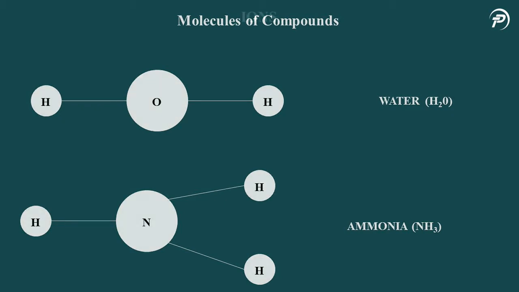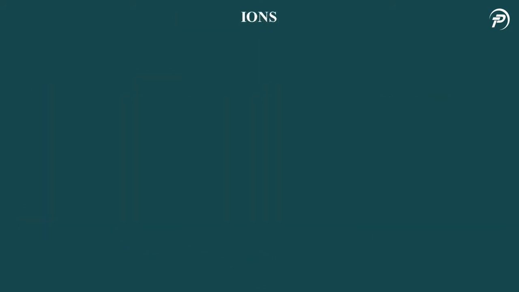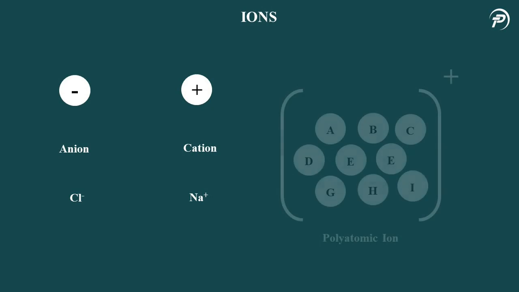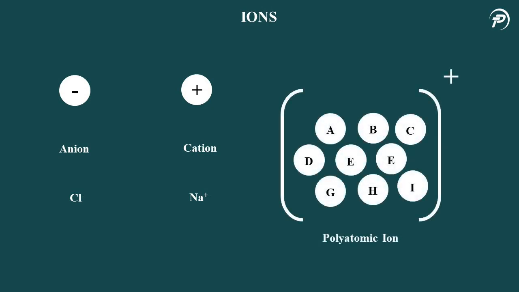These charged species are known as ions. An ion is a charged particle and can be negatively or positively charged. A negatively charged ion is called an anion, and a positively charged ion is known as a cation. For example, sodium chloride. Its constituent particles are positively charged sodium ion Na+, and negatively charged chloride ion Cl-. Ions may consist of a single charged atom or a group of atoms that have a net charge on them. A group of atoms carrying a charge is known as a polyatomic ion.